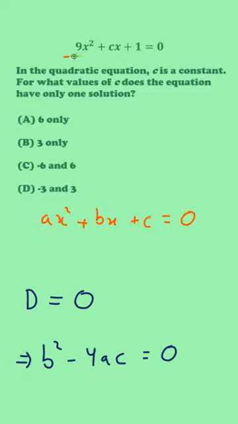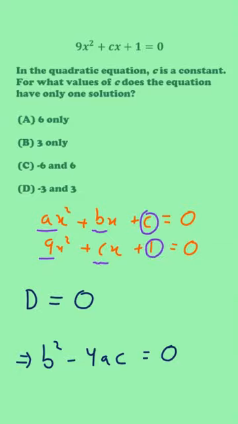So in this case, what's our quadratic equation? Let's have a look over here. We have 9x squared plus cx plus 1 is equal to 0. If we compare these two, we'll see that a is 9, b is c, and c is 1. So let's plug in these values.